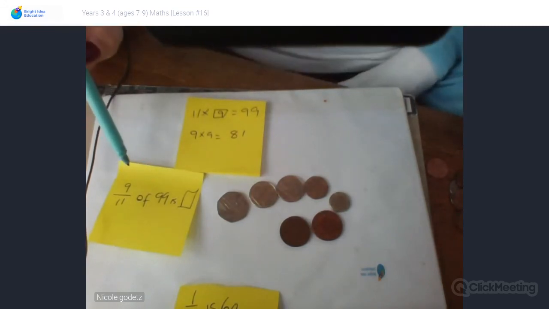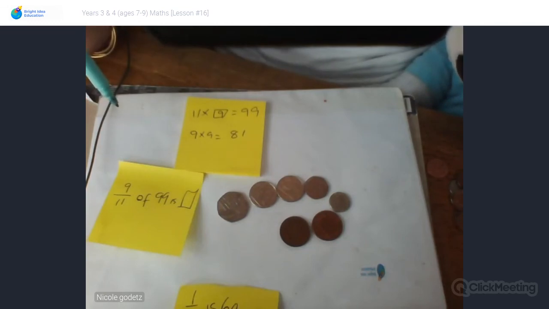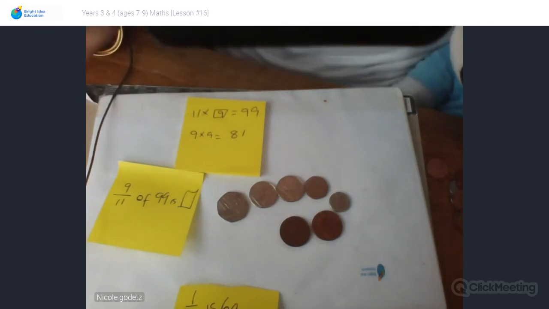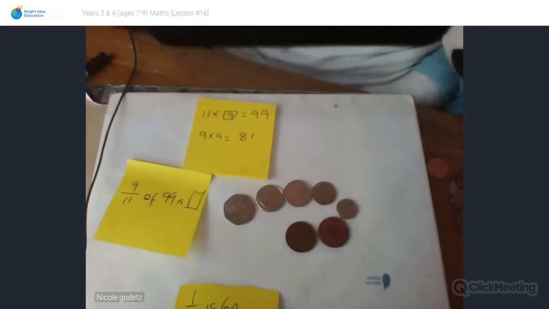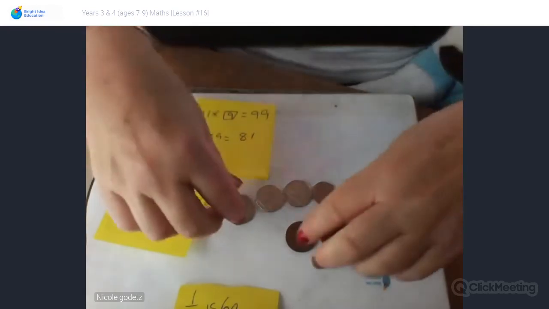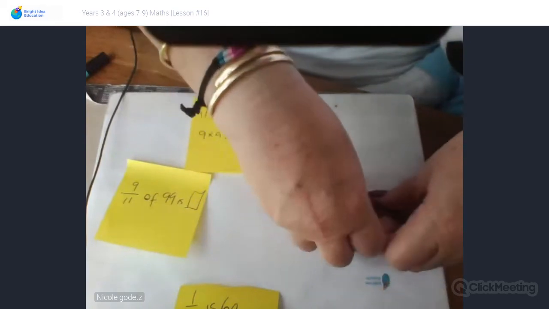9/11. 1/11 of 99 is 9 because 11 nines are 99. So 1/11 is 9. So 9/11 is 81 because 9 nines are 81. Okay, so thinking carefully through what's one of them. How many are we being asked?